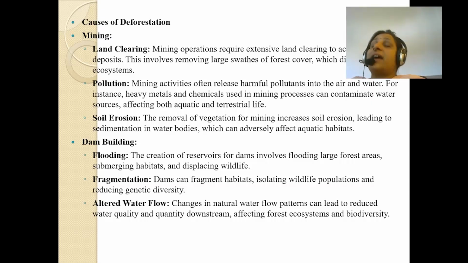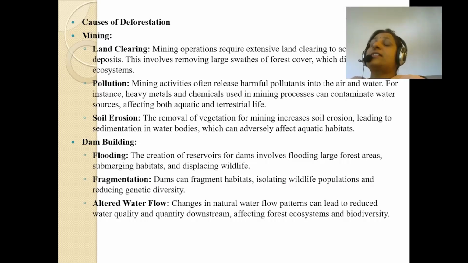Seeing this, students, when mining operations are done, mining activities also release very harmful pollutants into air and water. For instance, heavy metals and chemicals used in the mining process can contaminate water sources, affecting both aquatic and terrestrial life. The removal of vegetation for mining increases soil erosion, leading to sedimentation in water bodies, which can adversely affect aquatic habitats. See, mining affects not only land clearing, it affects pollution also, and it creates soil erosion also.